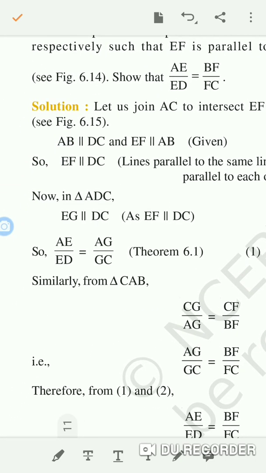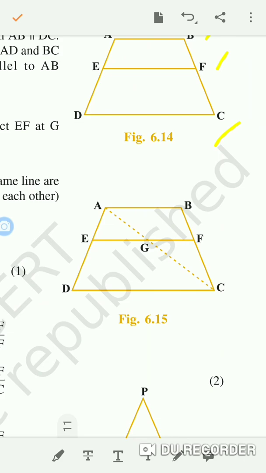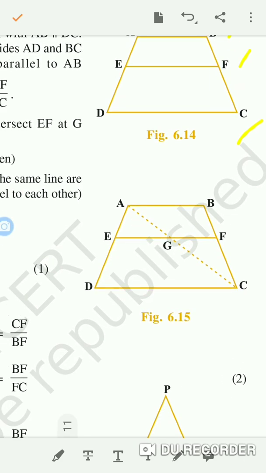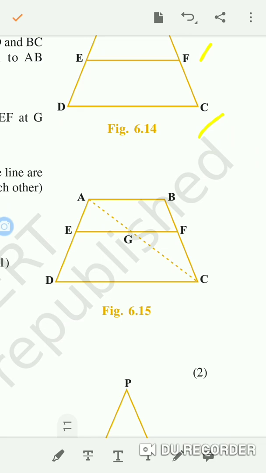So for that, see here, one construction you have to do. This was the original figure, and this is the new figure where we have done the construction. Here A and C are joined, AC passes through the point G, so that point is given the name G. So due to that, we have got, see here, triangles AEG and ADC.